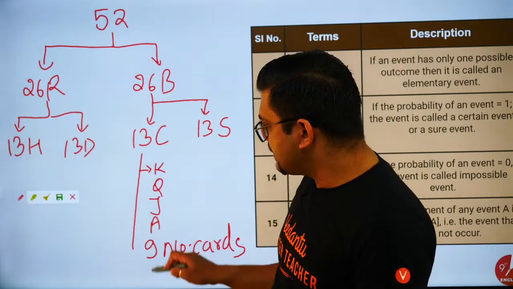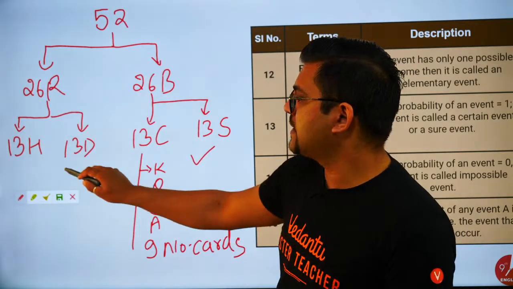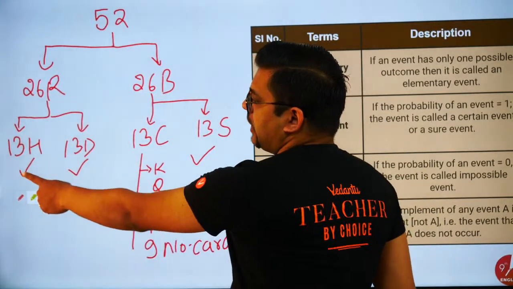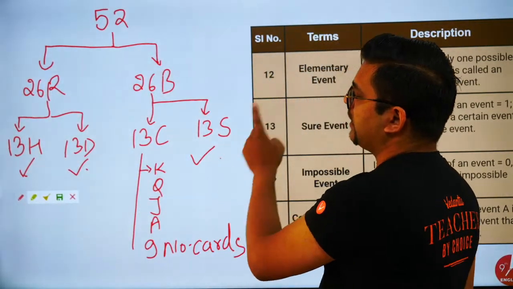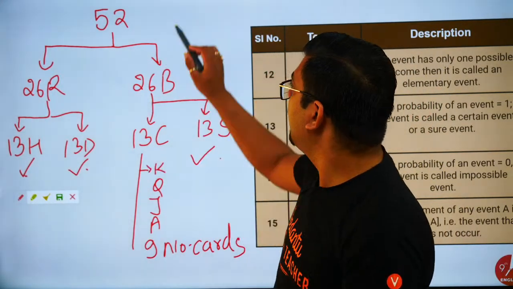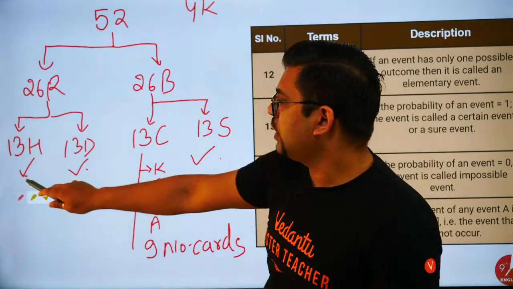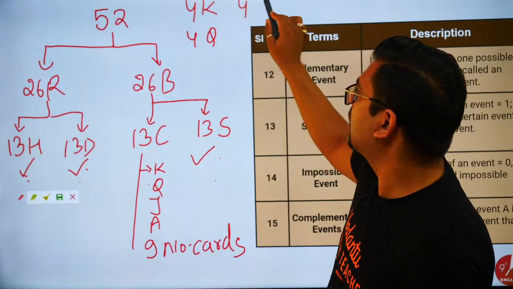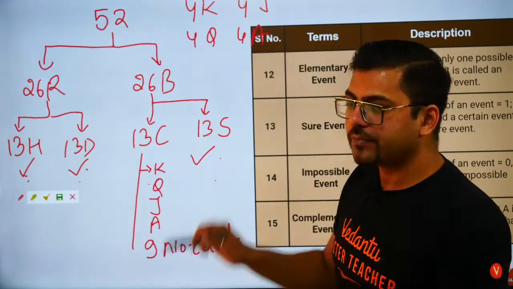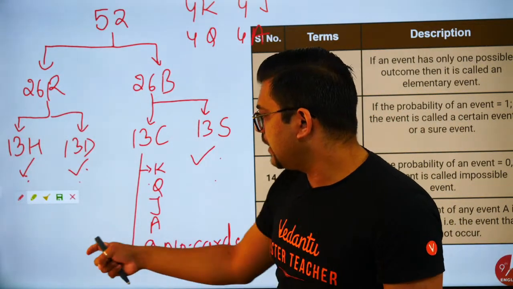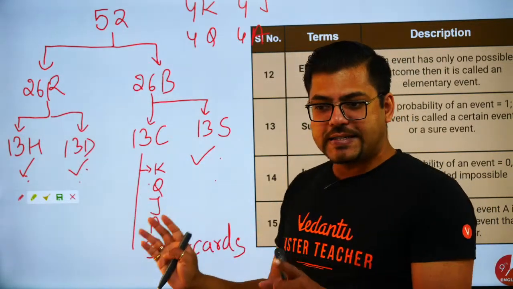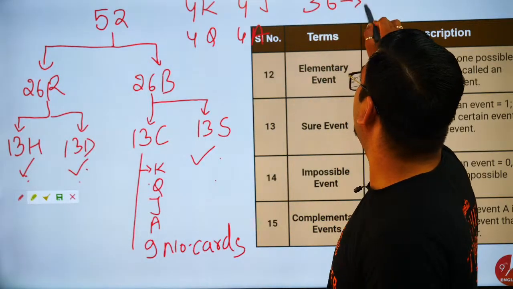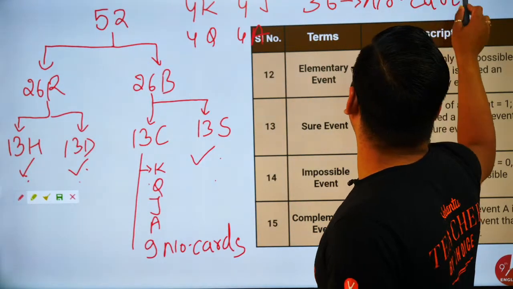Agreed? And this bifurcation will be same for spade, same for diamond, same for heart. So you will have 1 king here, 1 king here, 1 king here, 1 king here. So altogether how many kings? You will have 4 kings. 1 queen, 1 queen, 1 queen, 1 queen, so 4 queens. Similarly 4 jacks, similarly 4 aces. And 9, 9, 9 and 9. 36 number cards. So 36 number cards. Always remember this as well.